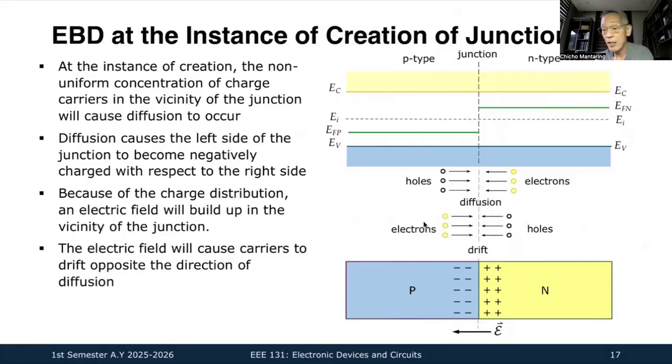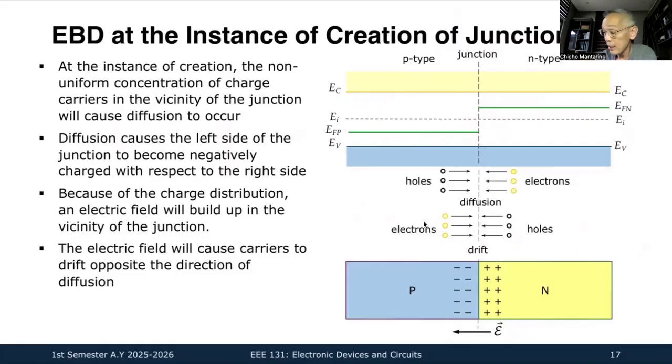Eventually, the diffusion and the drift will cancel out each other so that your net current is going to be equal to 0, which has to be the case because this is open circuited. There cannot be a current flowing in this particular material. No, so at some point, the diffusion and the drift will cancel each other out. No?